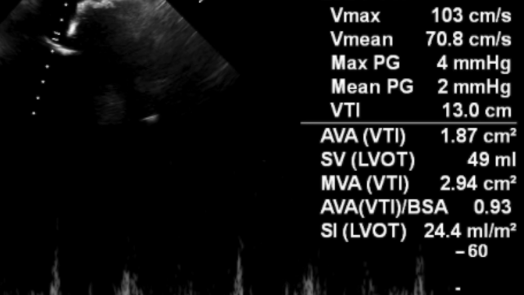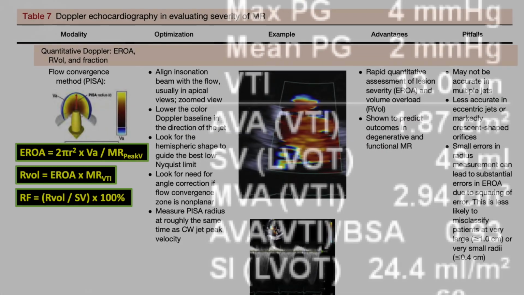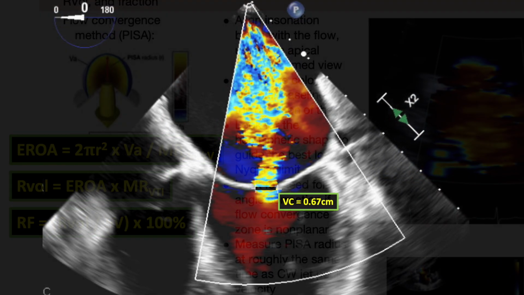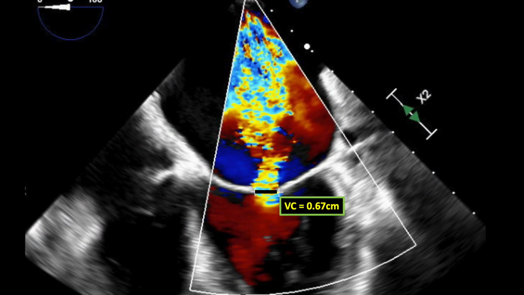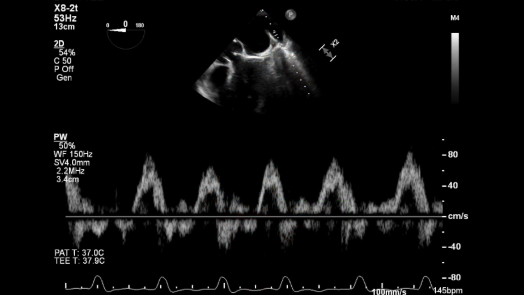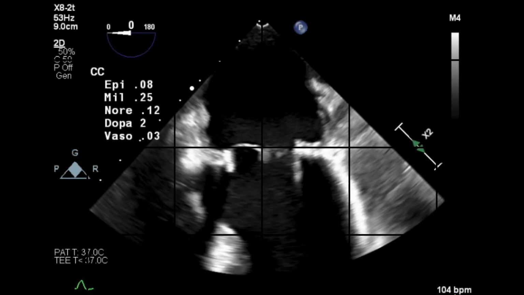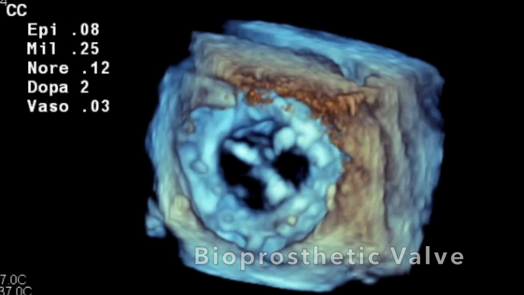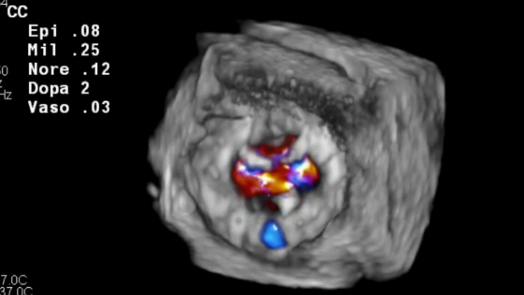Referencing the stroke volume, 49 mLs, I calculate the regurgitant fraction, which is 38%. I measured the vena contracta to be 0.67 centimeters and find systolic flow reversal in 2 of the pulmonary veins. So the valve was ultimately replaced and no evidence of regurgitation, leak, or stenosis was observed.